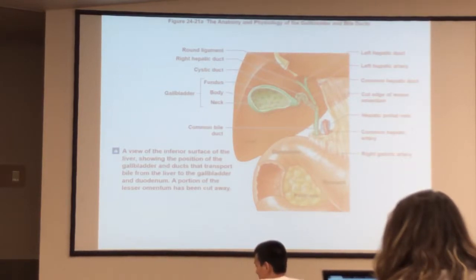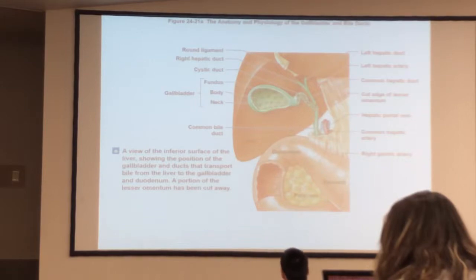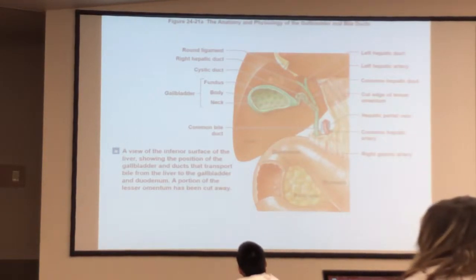And it starts from the right lobe and the left lobe, so we call them the right hepatic duct and left hepatic duct, and joined together we call it the common hepatic duct.